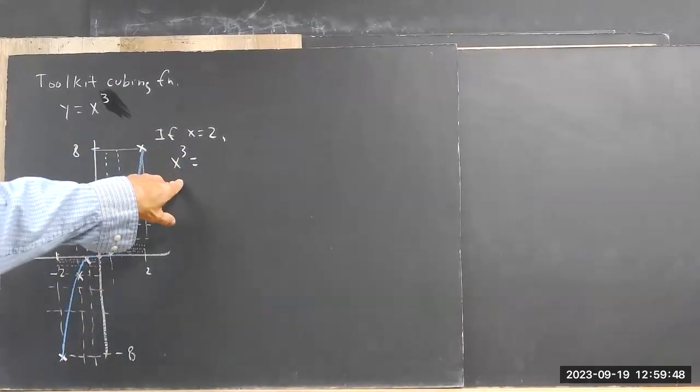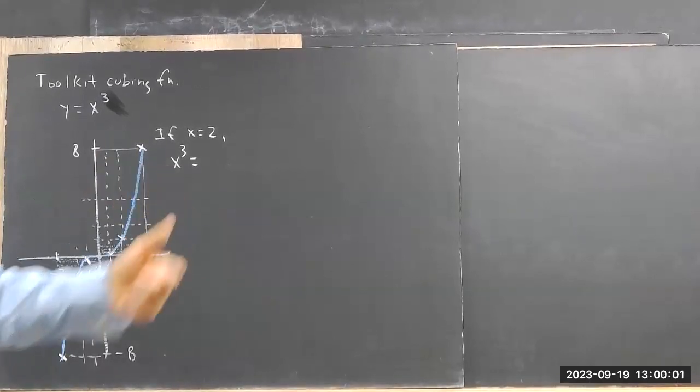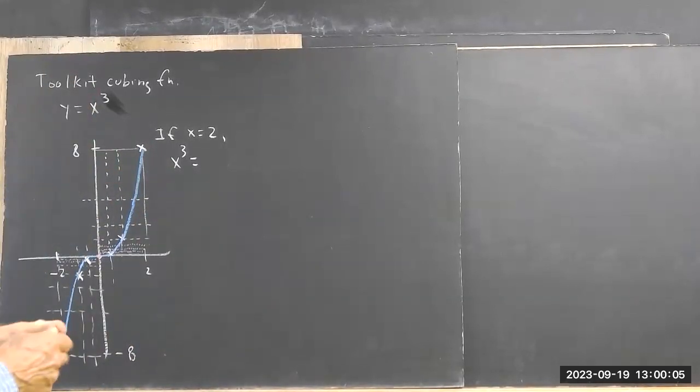if x equals 2, what's x cubed? Show me with your fingers. Yeah, if you think it's 6, you're wrong. You're raising it to the 3rd power. Nobody's had 6. Somebody didn't have fingers up. You might have been thinking 6. So if you did, make sure you understand what's wrong.